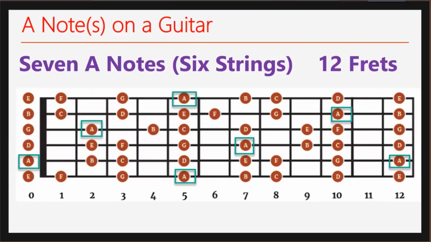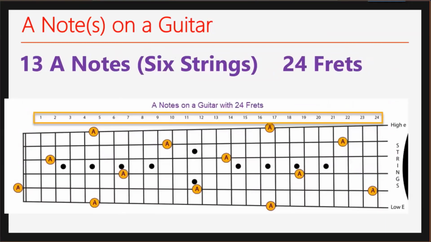The same can happen on a guitar. What I've got on the screen is the 6 strings of the guitar, and there are 12 frets, and there are 7 A notes. So the second string has got 2 A notes, and all of them have 1. But I could have a guitar with 24 frets as well. This is the 24 frets guitar, and you'll see there are 13 A notes. All the strings have 2 A notes, but the second string has got 3. It follows a logical pattern.